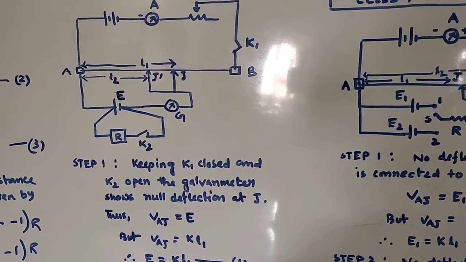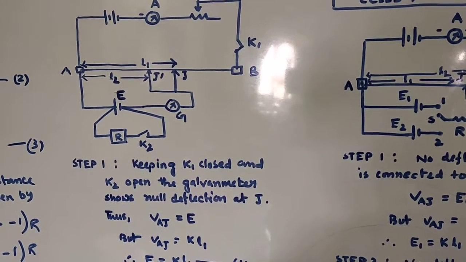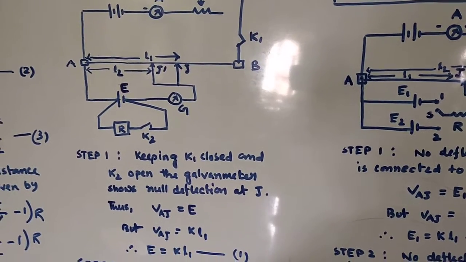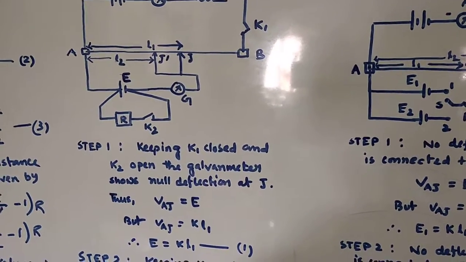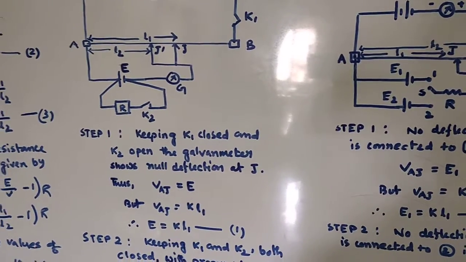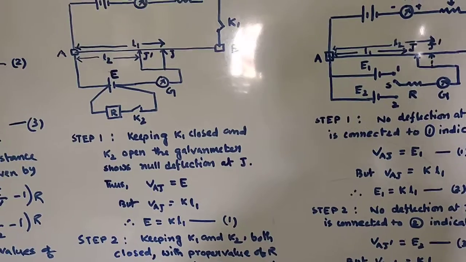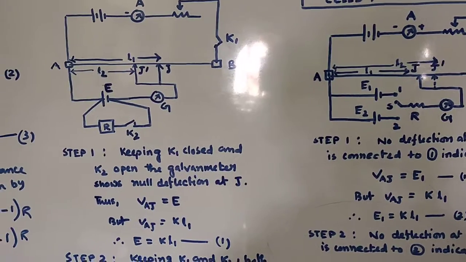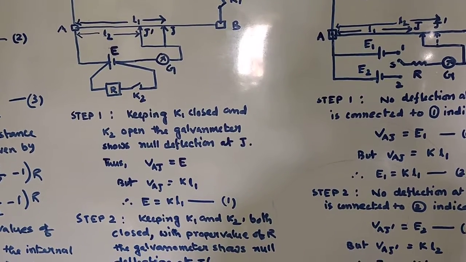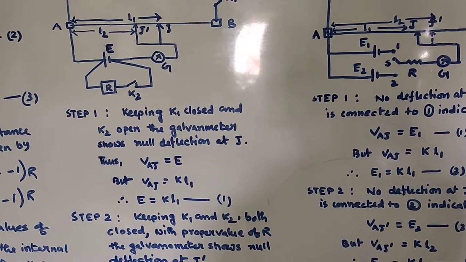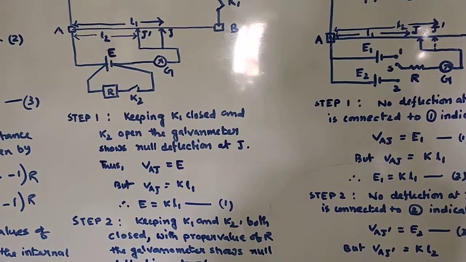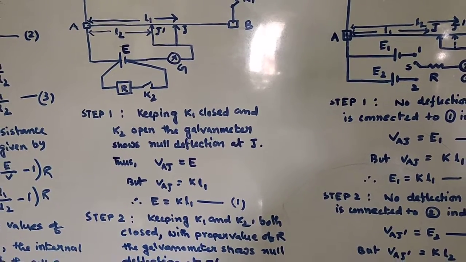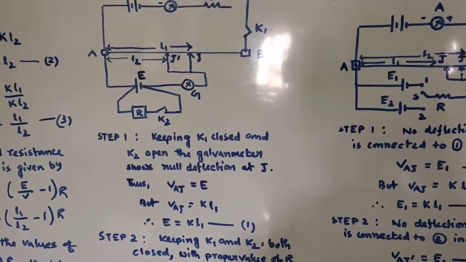Under that condition, as previously, the potential difference across the wire V_AJ is nothing but the EMF of the cell E. So V_AJ equal to KL1, so E equal to KL1. So you are getting expression number 1. Now secondly, you have to close both keys K1 and K2. Keeping K1 and K2 both closed, with proper value of R, the galvanometer shows null deflection at J'.